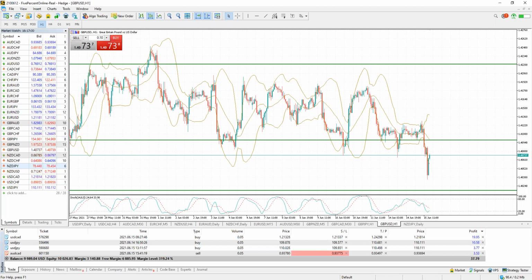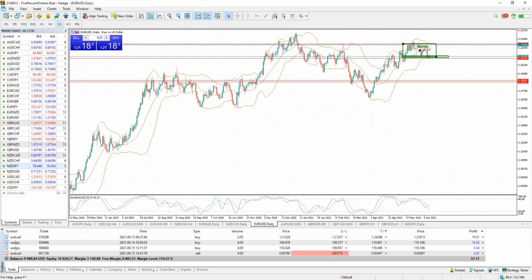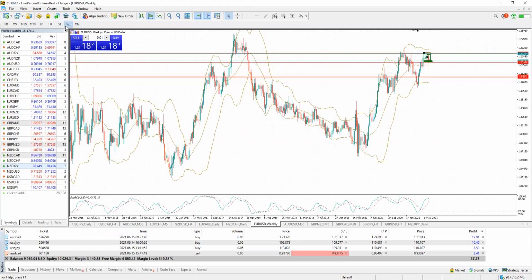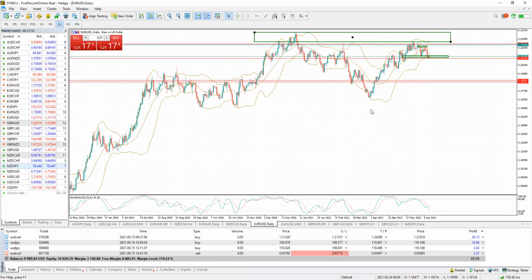What do you think of the euro dollar swing long? Let me check what's happening on the euro dollar actually. Okay. It's still the same as the pound dollar. We are actually in a zone on the weekly. Okay, it's starting to retest. We can even push higher. Check on the daily.